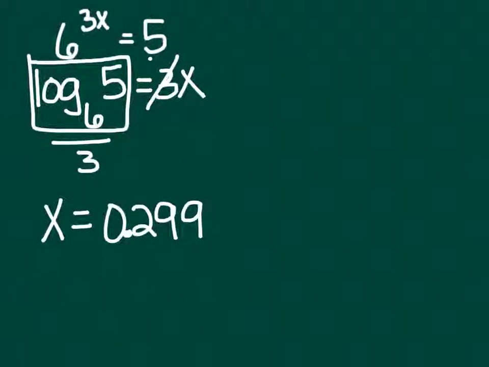Make sure that when you're punching it in that you don't do this. Log base 6 of 5 over 3. That's not going to work.